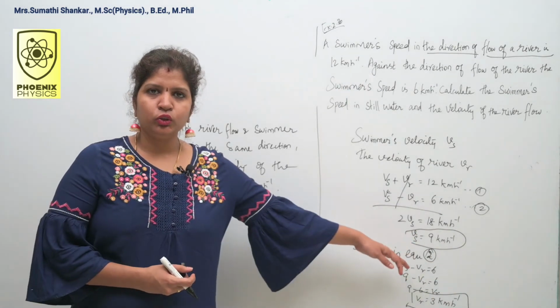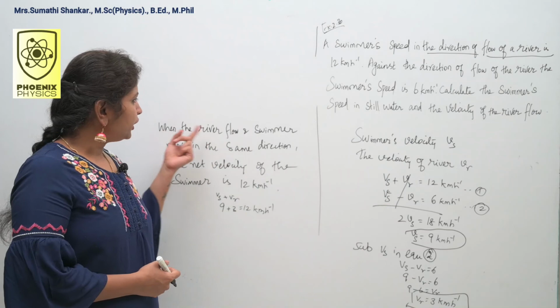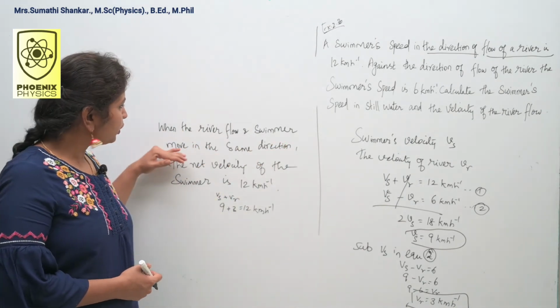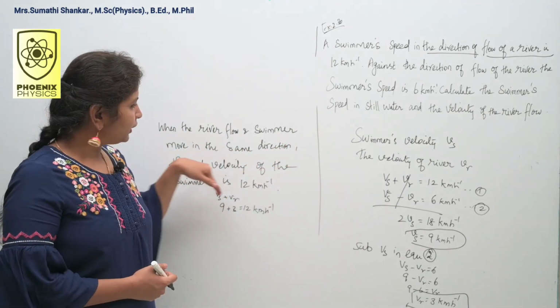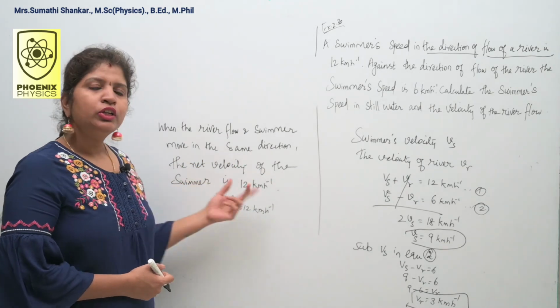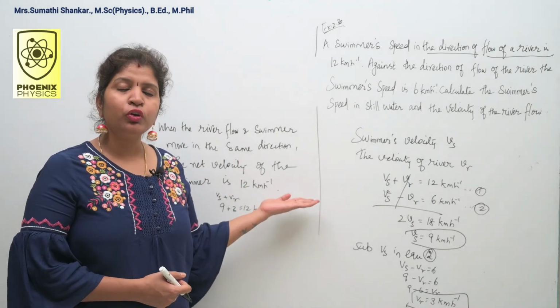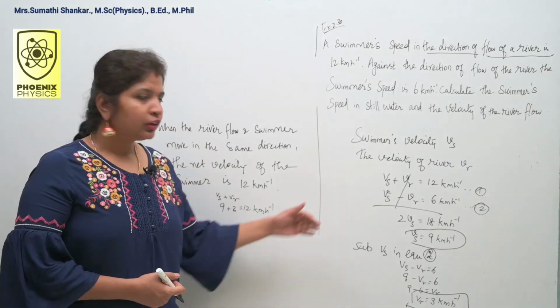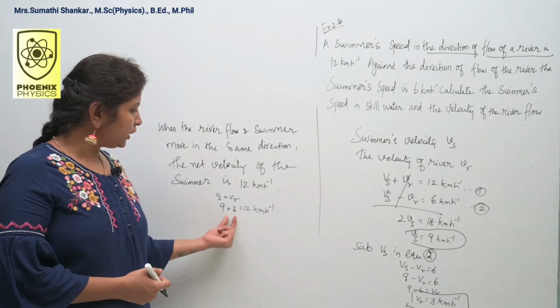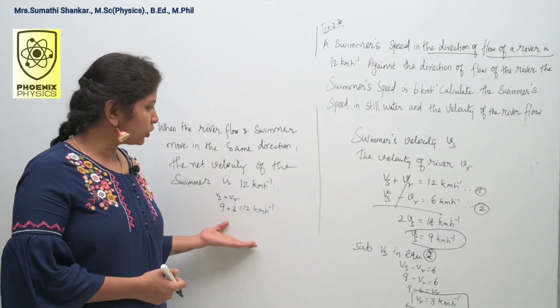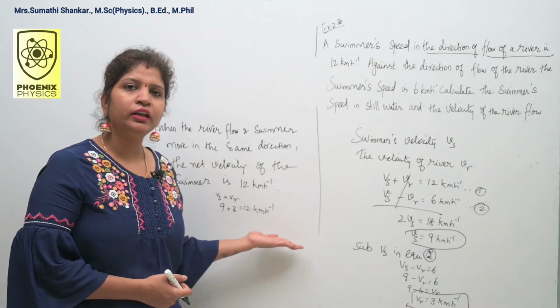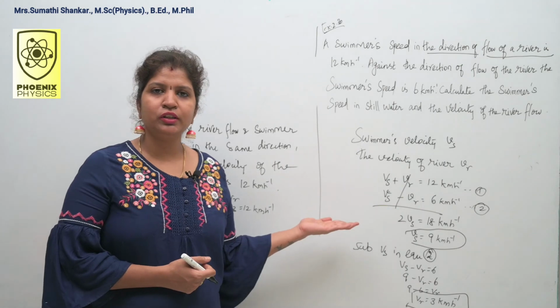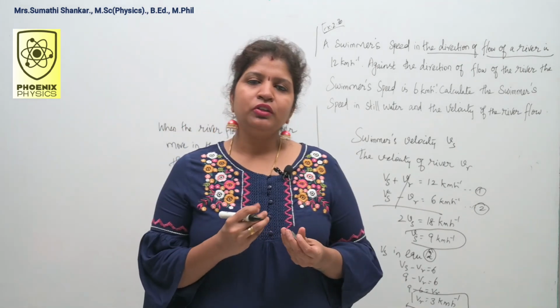So what is the conclusion? When the river flow and the swimmer move in the same direction, the net velocity of the swimmer is 12 km per hour. How do you get 12 km? You know the swimmer velocity, that is 9. Velocity of the river you know 3. So just add these two, you can get the net velocity as 12 km per hour. Up to this clear?